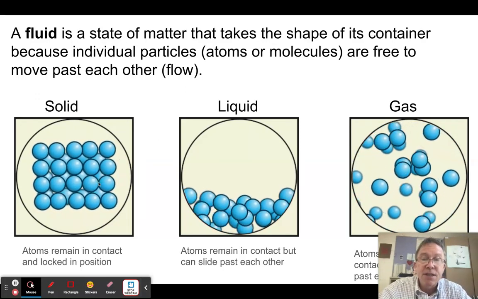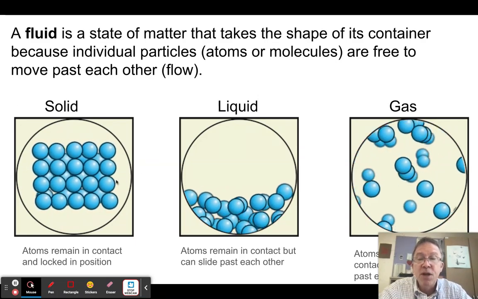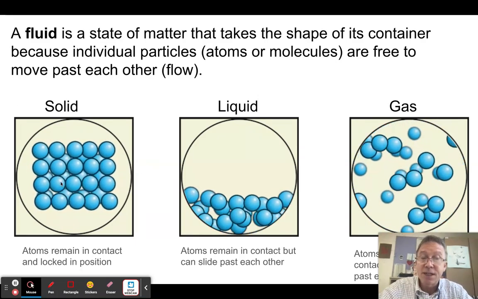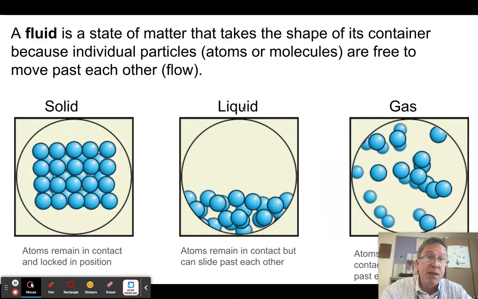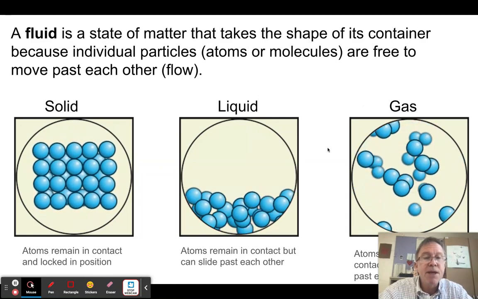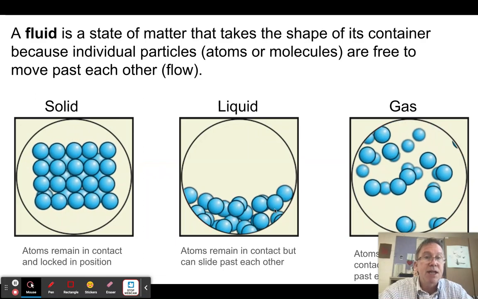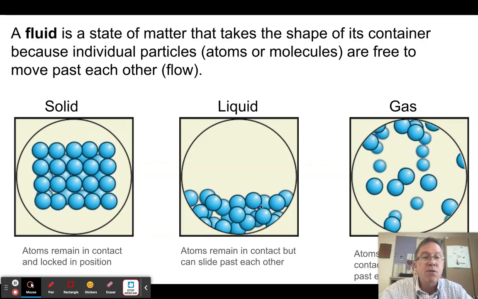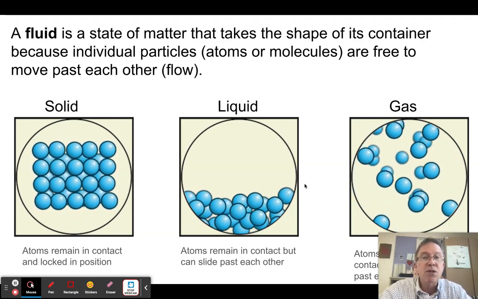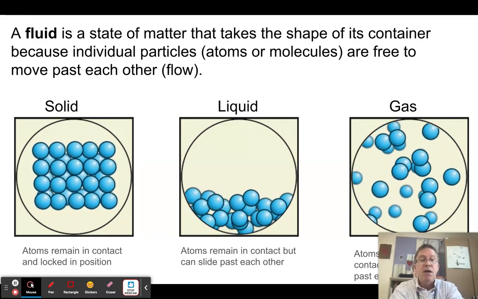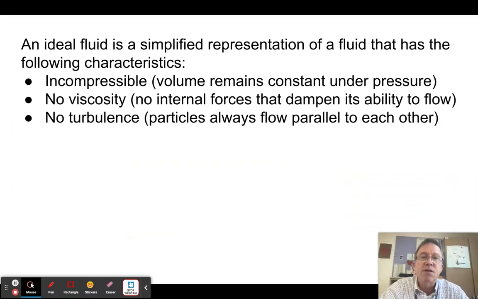Now, in a solid state, the atoms remain in contact with each other and they're sort of locked in position. They can't move. So a solid does not take the shape of its container and therefore it is not a fluid. A fluid is any state of matter, that being a liquid, gas, or I guess plasma, in which the substance can take the shape of its container. That's because the molecules are not locked in position; they can slide past each other. So for the most part, in this unit, we're going to consider a fluid to be either a liquid or gas state, and in most cases, we'll be talking about liquids.